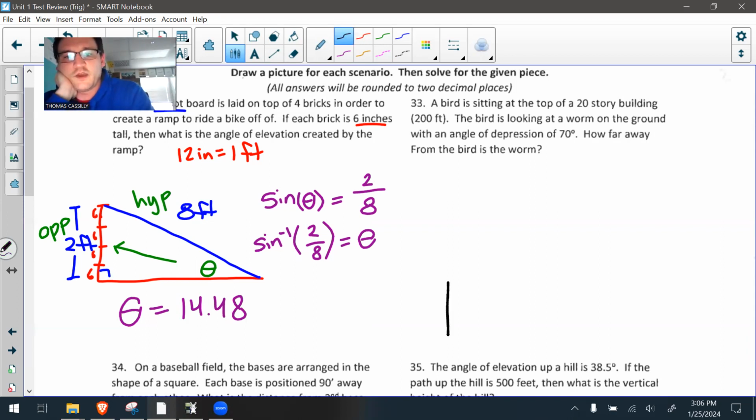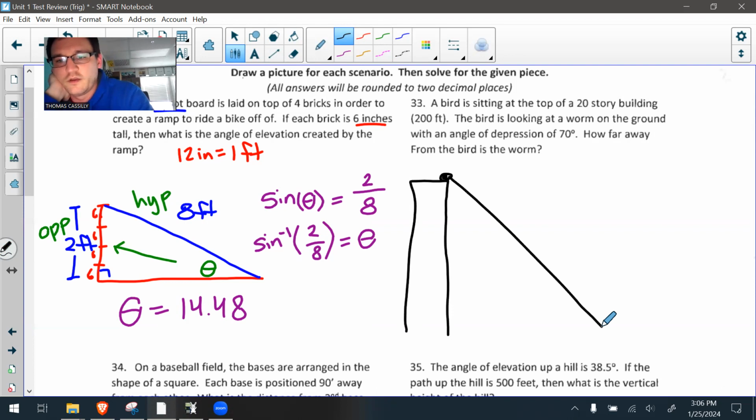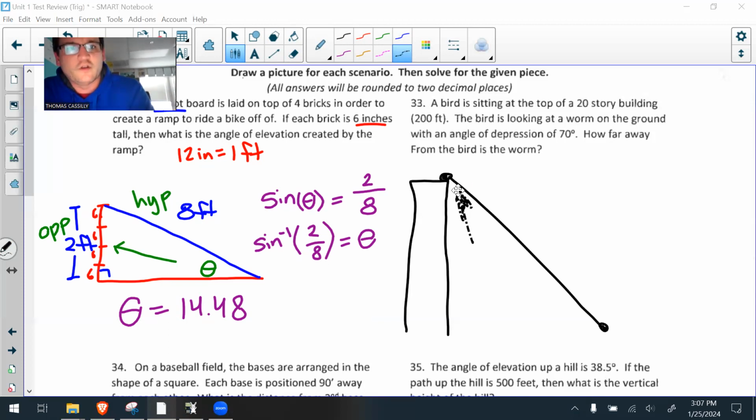So we have our building. There's a bird sitting on top. I can't draw a bird, so there you go. That's my bird. He's looking down at a worm slithering on the ground right here. They tell us the angle of depression is 70 degrees. We have to be careful because the angle of depression is not that bottom angle there. It's not this angle right here in our triangle.